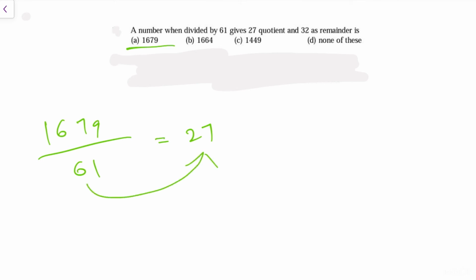61 into 27, if we multiply, we will get 1647. So for that 1647, if I add the remainder 32, 1647 plus 32 is 1679. So option A is the only correct option.